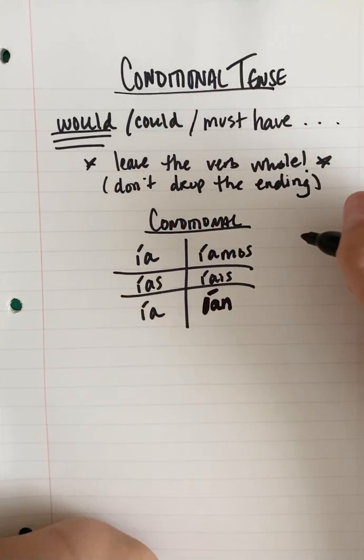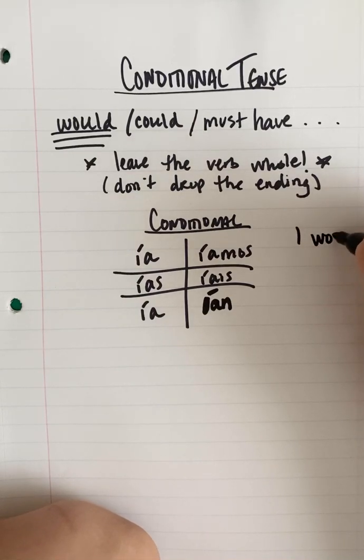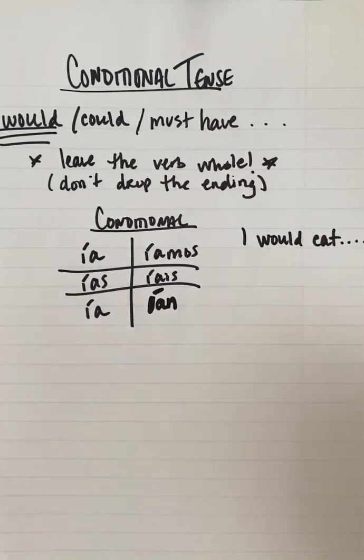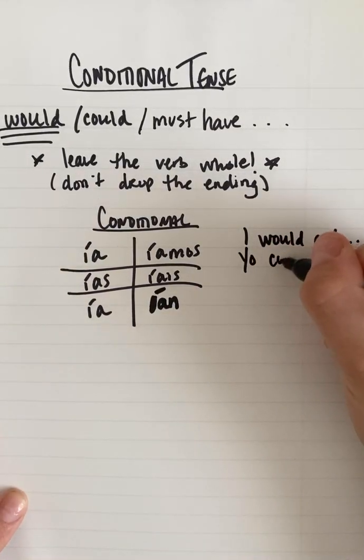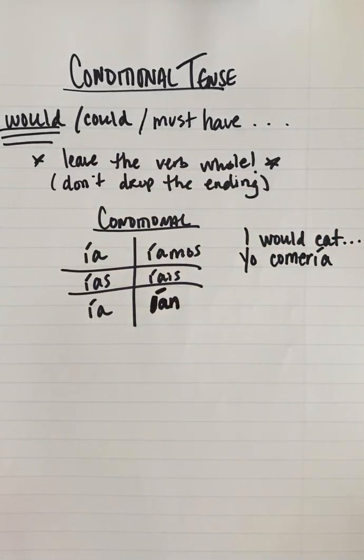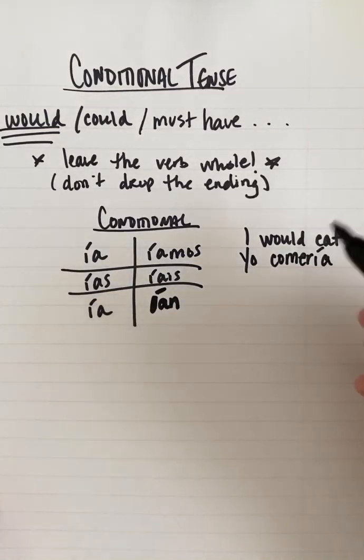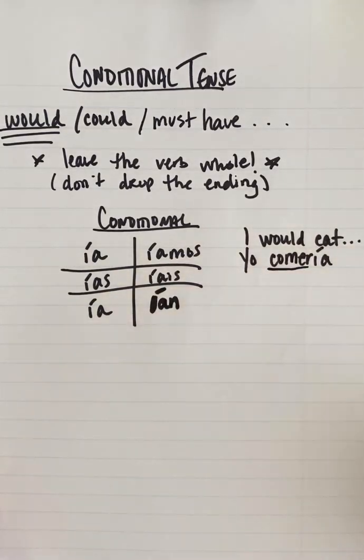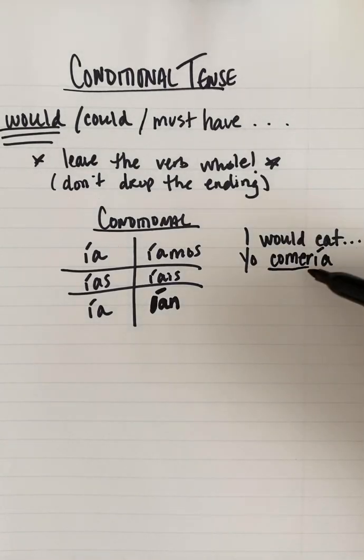So if you wanted to say, I would eat, you would say, yo comería. You add these endings, but see how that verb is totally whole. I'm going to stress that one more time. With conditional tense, you want to leave that verb totally whole. Just like with future, you don't want to drop the ending.